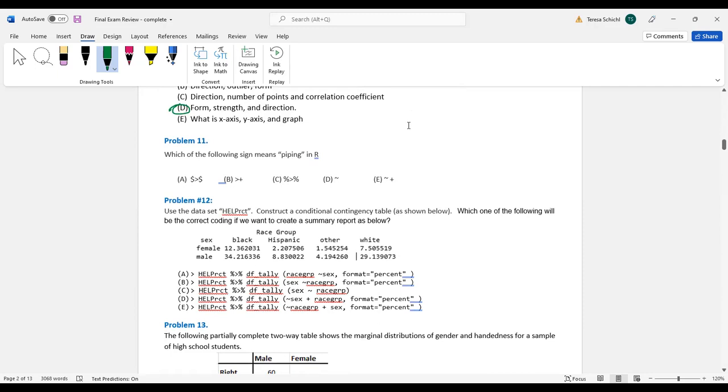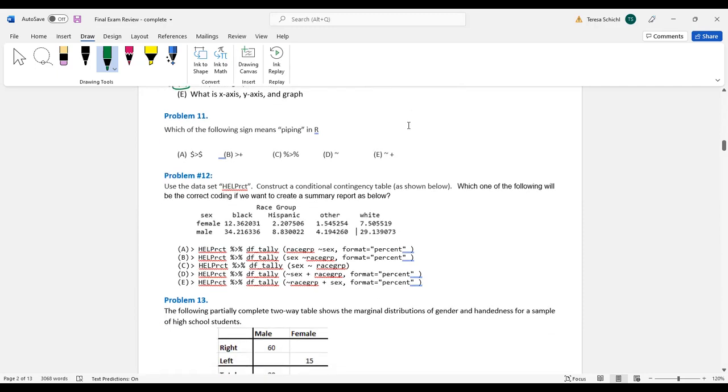Okay, number 11 here. Which of the following means typing? After the whole semester of practicing with R, typing is a very, very important command in R. That means you pass the information through so you can continue to do the other function. So what is the typing here? It is this one, right? It's percent greater than percent, right?